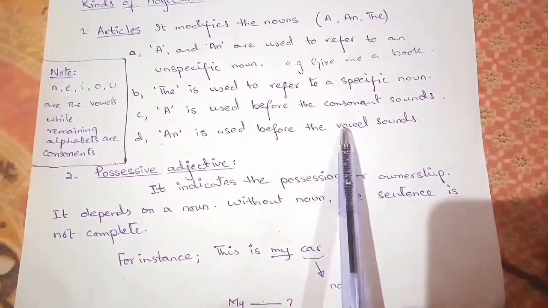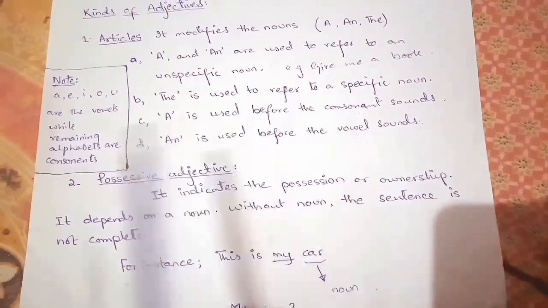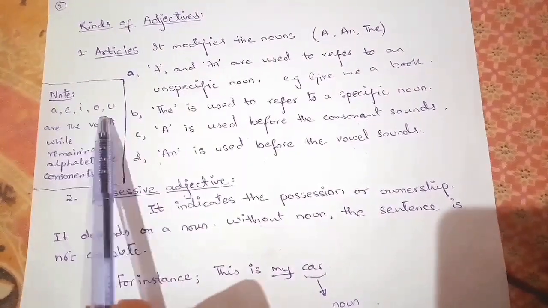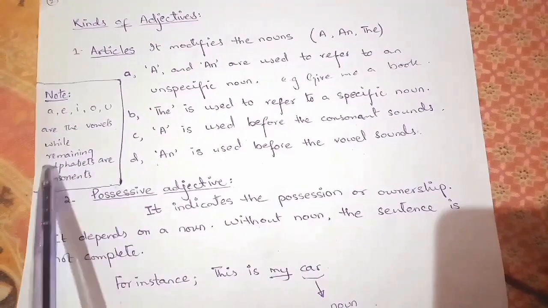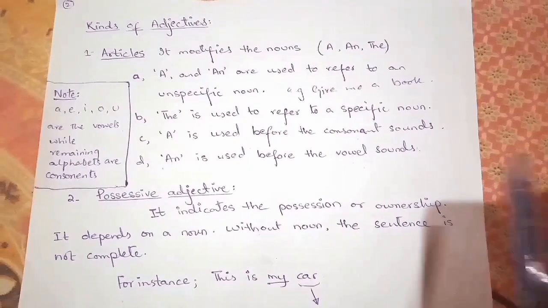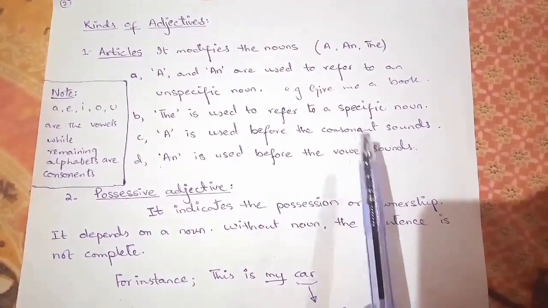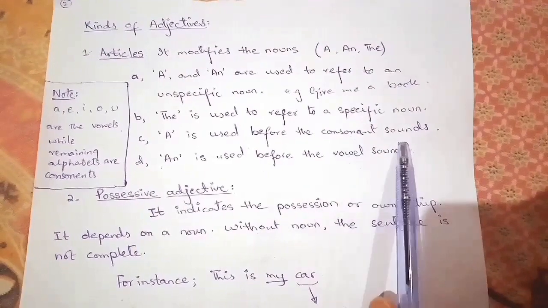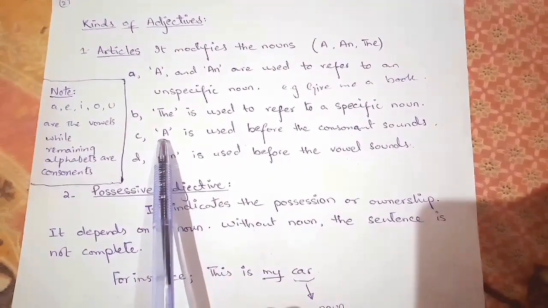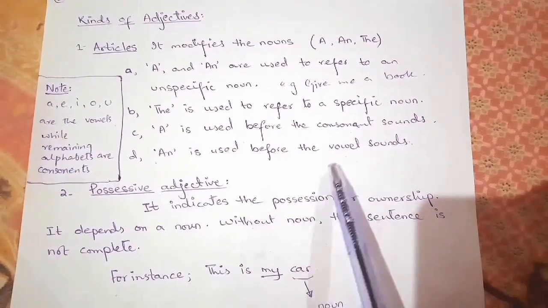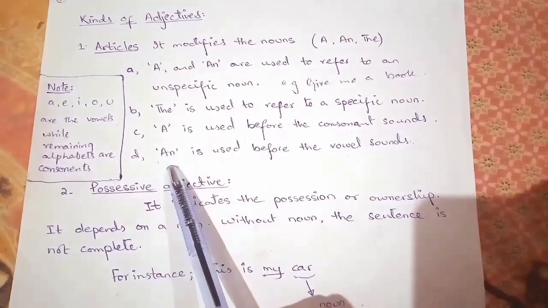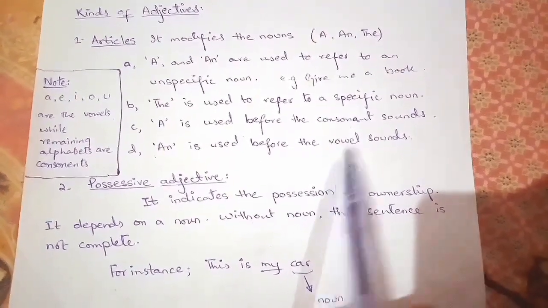Now, what are vowels and consonants? There are 5 vowel letters. A, E, I, O, U. These are the vowels, while the remaining alphabets are called consonants. So, whenever you find a noun in a sentence having a consonant sound, then you have to add a before that noun. Whereas if you find a vowel sound in a noun, then you have to add an before the noun.